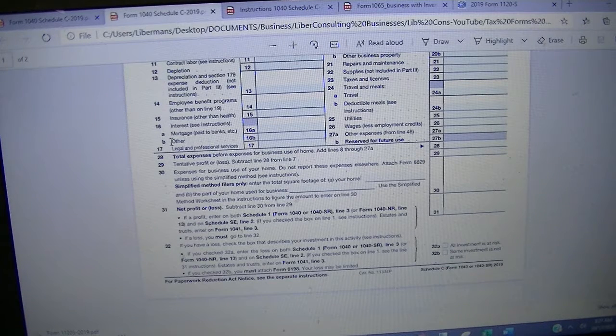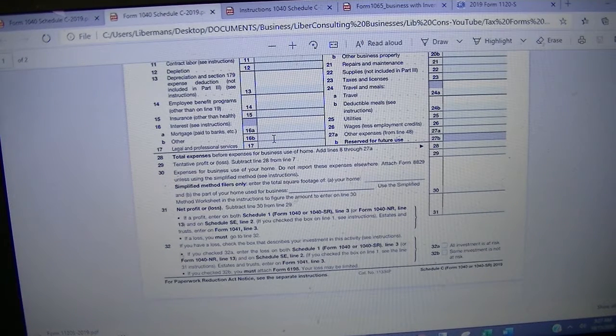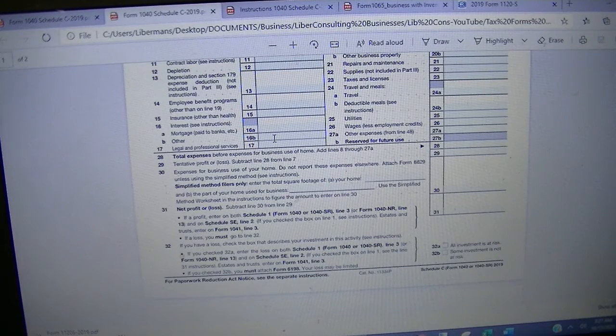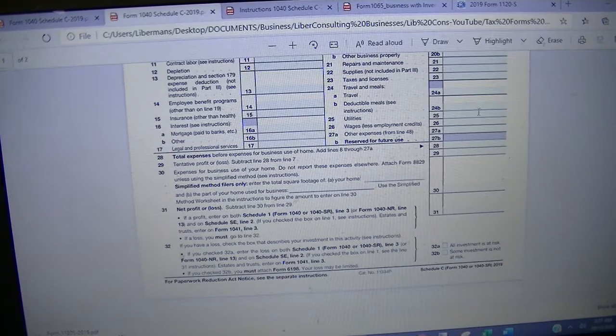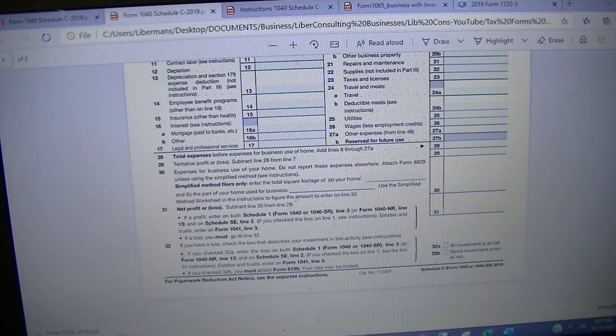So usually that's what goes on line 16B, but you could easily put it there as well, since it is the line for interest, and they have mortgage and then you have other. You could easily put it there if you believe it's fully deductible during the year, regardless of whatever purchases you made during that year. So you could go on line 16B of Schedule C.